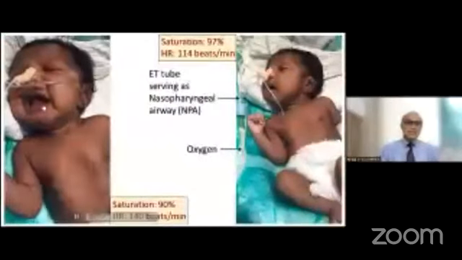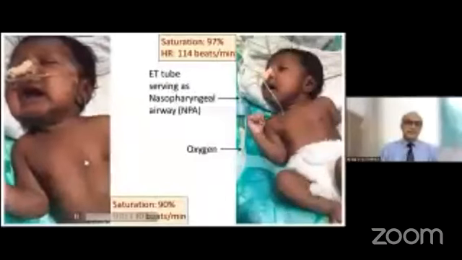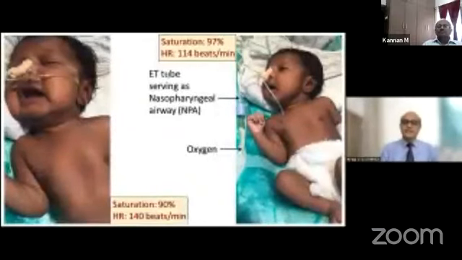So this is the same child. When he cries, the indrawing is exaggerated. It becomes too much. And look at the saturation, which is just 90% on oxygen inhalation. I do not know how much oxygen is actually going inside because the upper airway obstruction exists. So what we did was, I took a small endotracheal tube and used it as a nasopharyngeal airway, put it through the other nostril, while the Ryle's tube or nasogastric tube was on this side of the nostril, and put oxygen just near that T-piece. We could even have connected a T-piece to it.